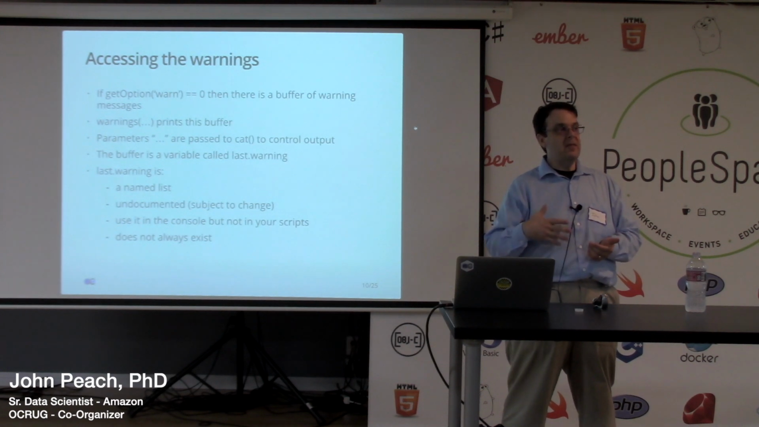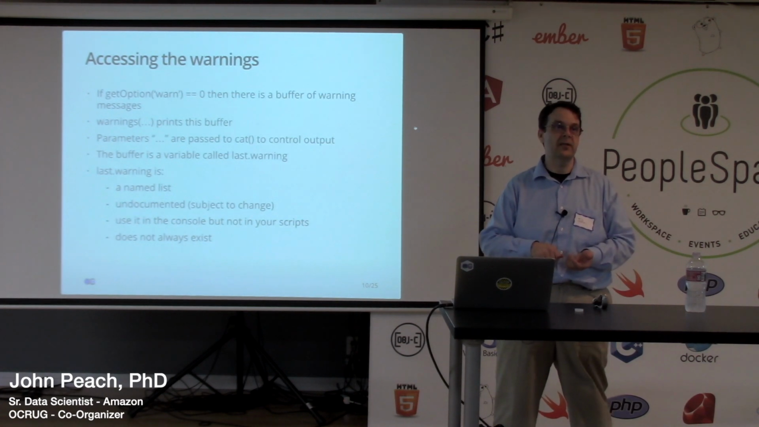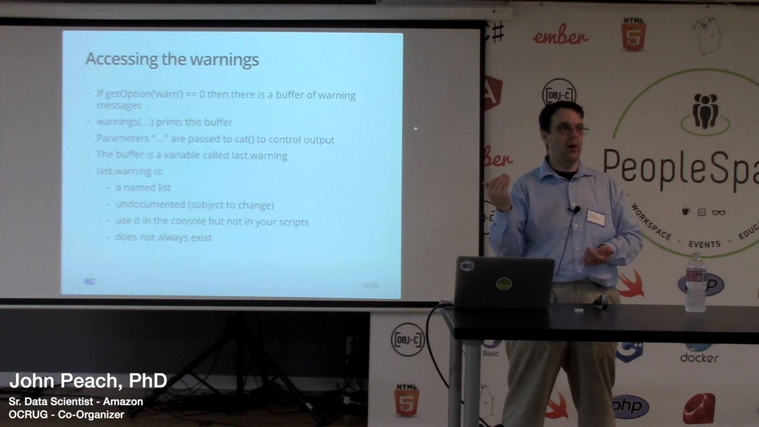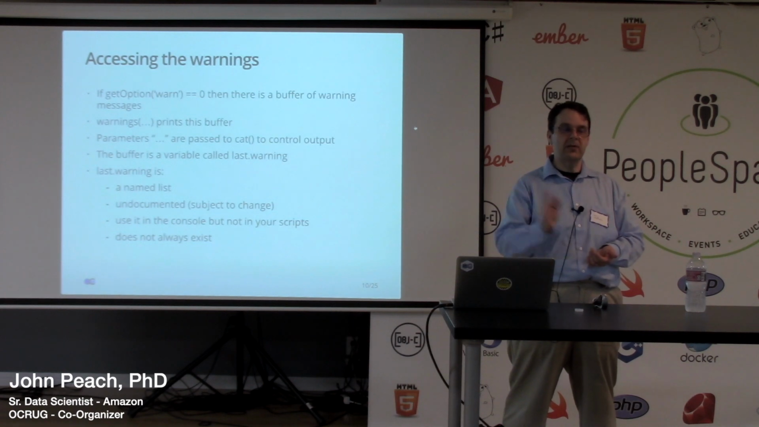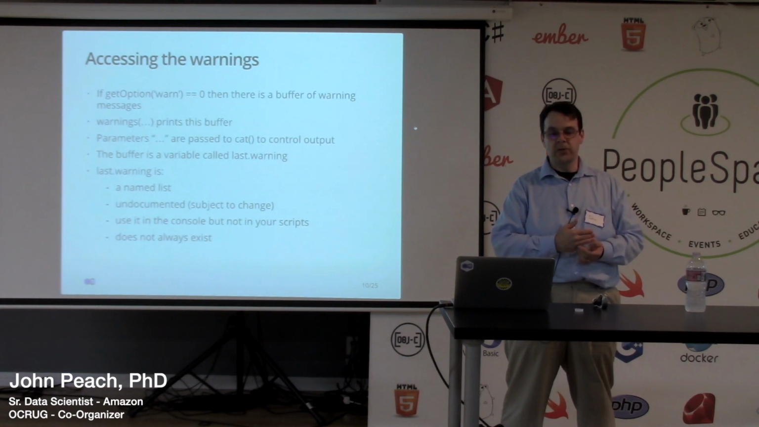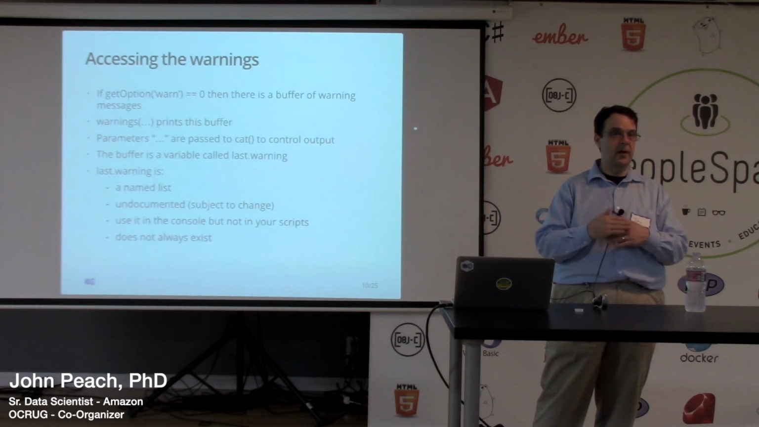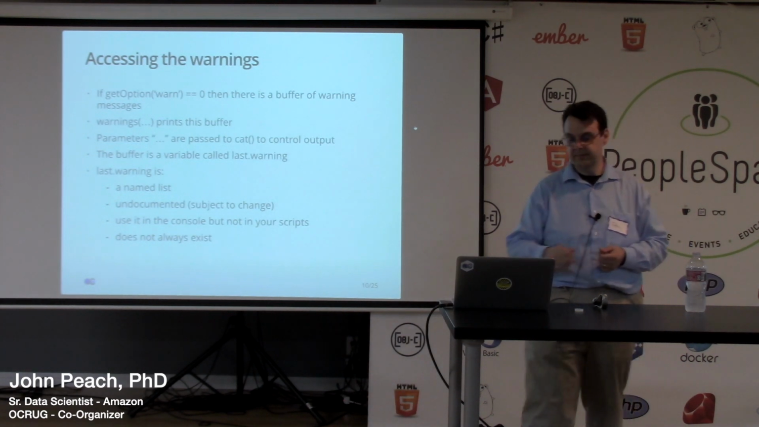When warnings are in the buffer, there is a variable called last.warning that's created, and that's a named list, and it has all the warnings in it. It's an undocumented feature, so it may still be subject to change, but it's been around for the last 6 or 7 years that I've been using R, so I don't think it's going anywhere too quickly. So you can grab those and parse through them and look for stuff while your code is still running, or if you like you can do a debugging mode, you can read the warnings.